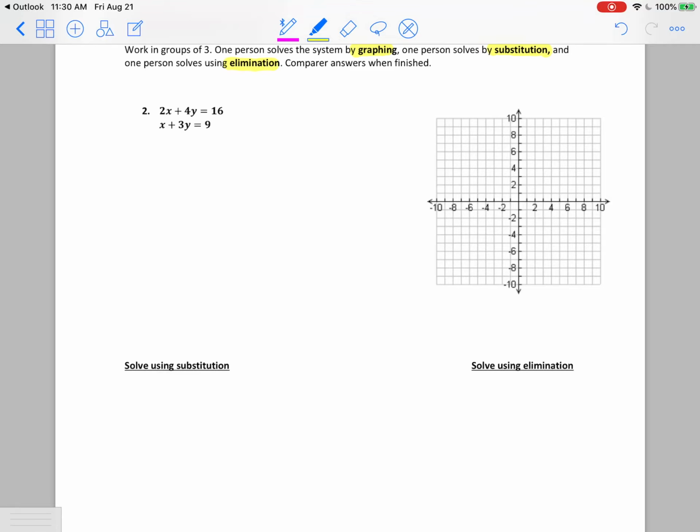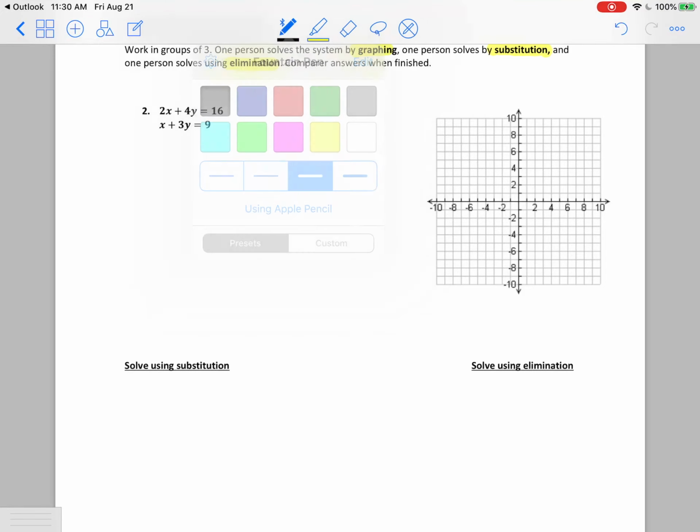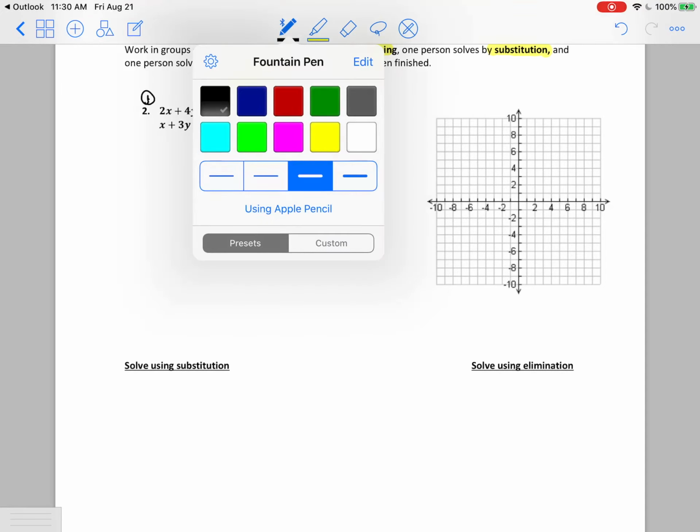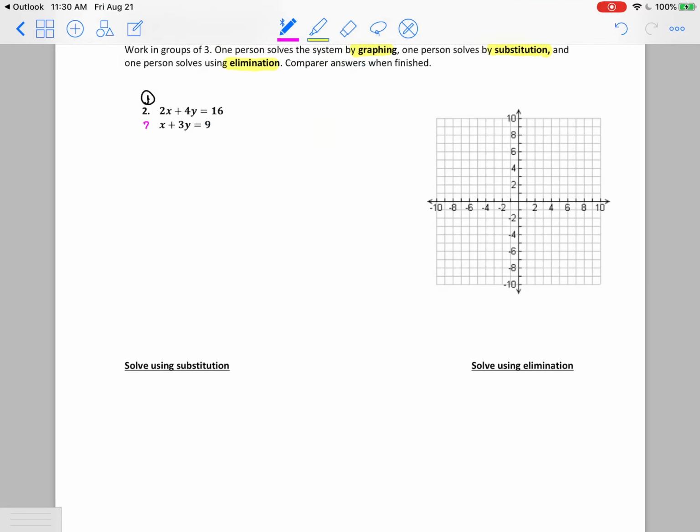All right, so I'm just going to start off by numbering these guys. Number 1, I think I'll just use pink here for number 2. And you can see on this sheet, in this first part, I'm going to be solving by graphing. I've got this graph here at the right. Down here, I'm going to be using substitution. And then over here, I'm going to be using elimination. And we should get the same solution.